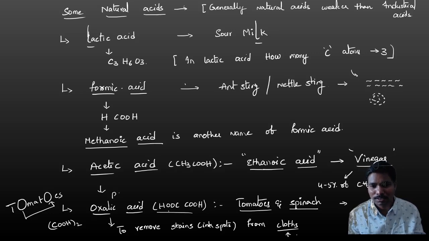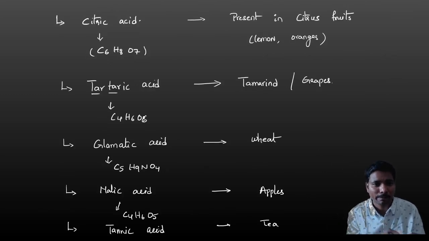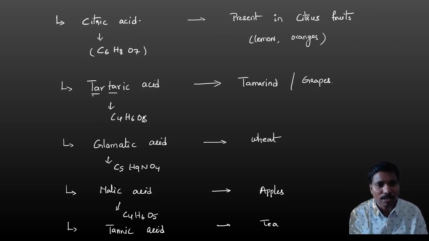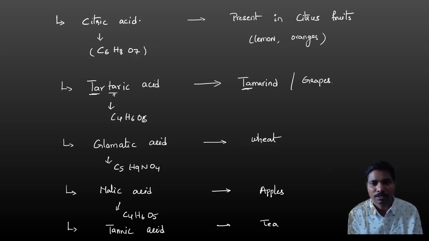And how to remember spinach? If you add tomato with spinach, that is harmful for our kidneys, so stones may form because of higher oxalic acid. So you can remember both together, tomato and spinach. Citric acid, you can easily remember: citrus fruits. Tartaric acid, ta: the first two letters and again two letters, ta. Ta for tamarind and grapes. Glutamic acid, GLU, wheat. Malic acid, apples. Tannic acid, tea. These are some very important examples, important points for examination.